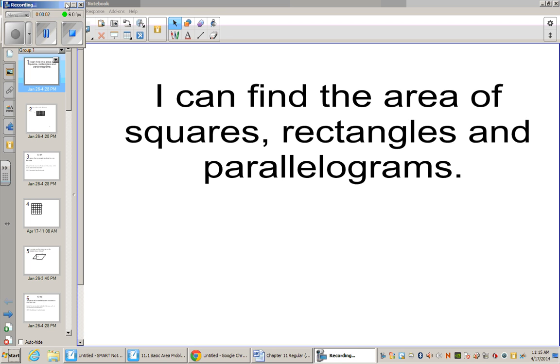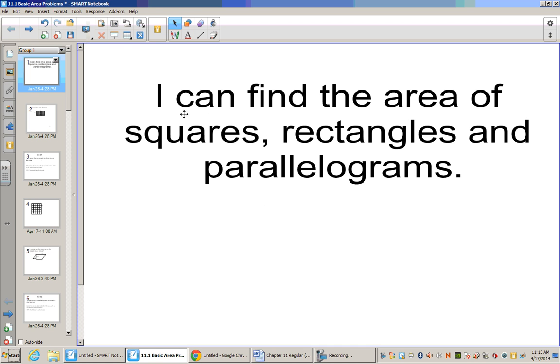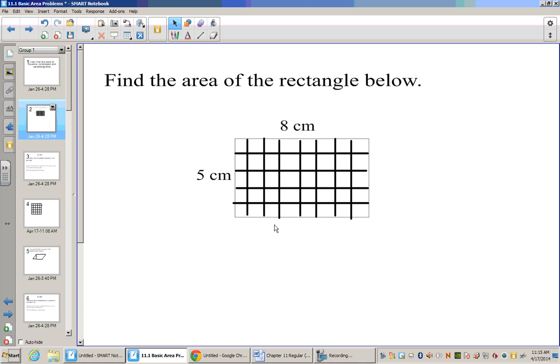Hello. By the end of today's lesson, hopefully you can say, I can find the area of squares, rectangles, and parallelograms. Our first object is a rectangle. If this length is 5 and this is 8, when I want to find the area, what I'm trying to find is how many squares that are 1 centimeter by 1 centimeter fit in this space.